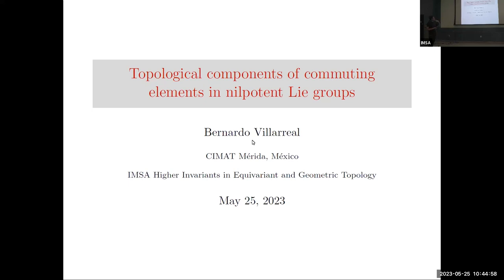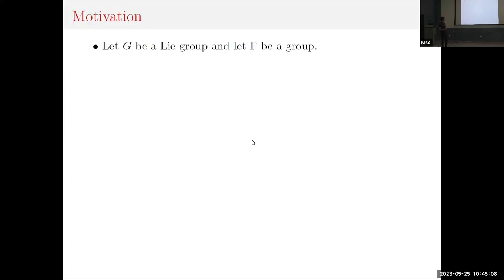So I want to talk about topological components of commuting elements. This is joint work with Goldman and Antolín, sitting right there. So this is an audience of non-experts, I guess, on the topic. So let me start by defining what I mean by spaces of homomorphisms.